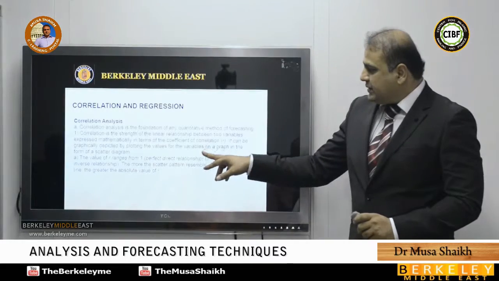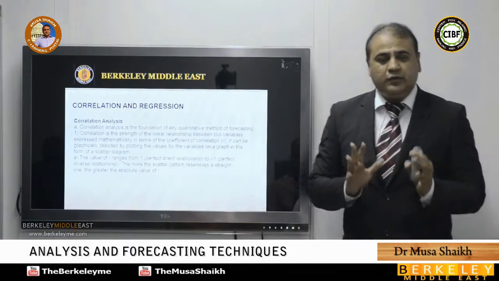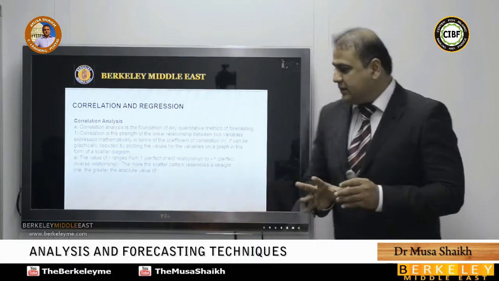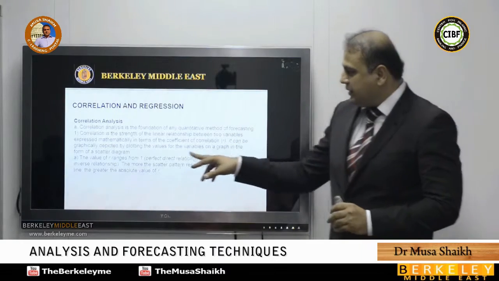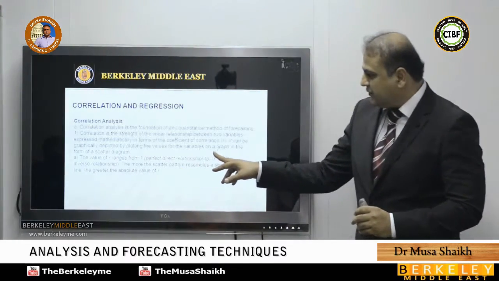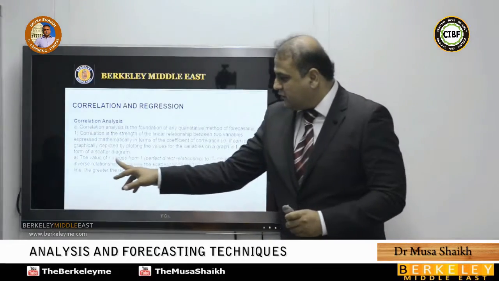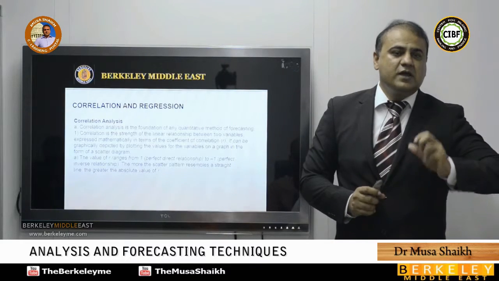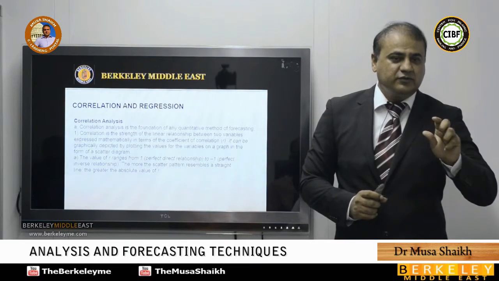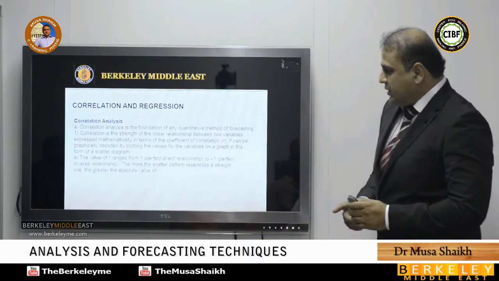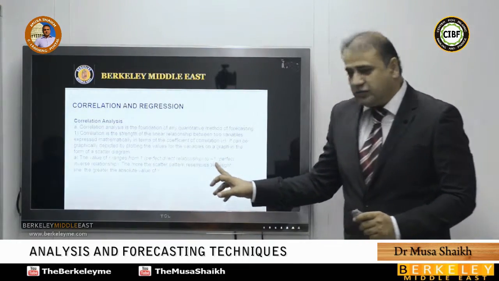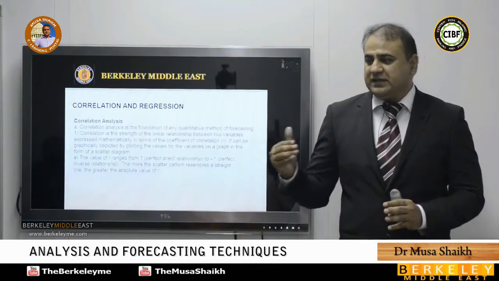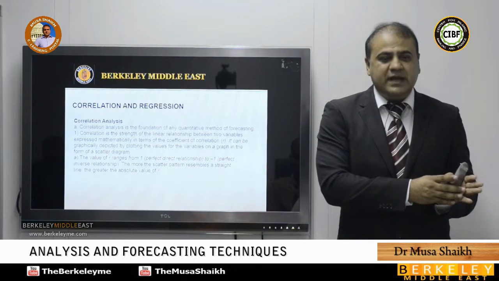It is expressed mathematically in terms of the coefficient of correlation. So we denote the coefficient of correlation with R. R tells us how we are related. It can be graphically depicted by plotting the values on a graph in the form of a scatter diagram. A scatter diagram is a form of graph which uses dots to show your ups and downs. The value of R ranges from +1 to -1. So if you calculate the correlation, it will be between +1 and -1.